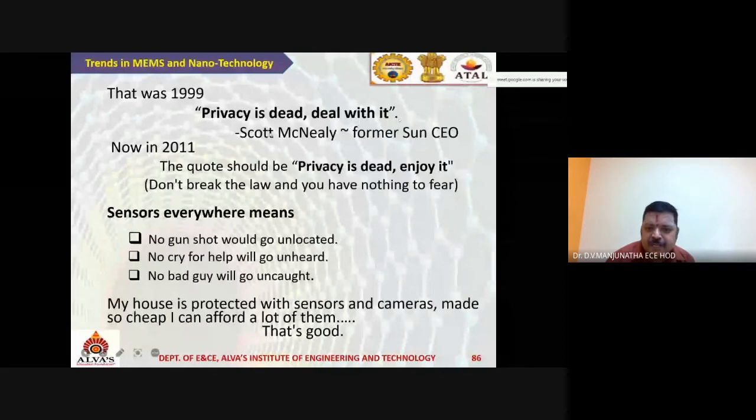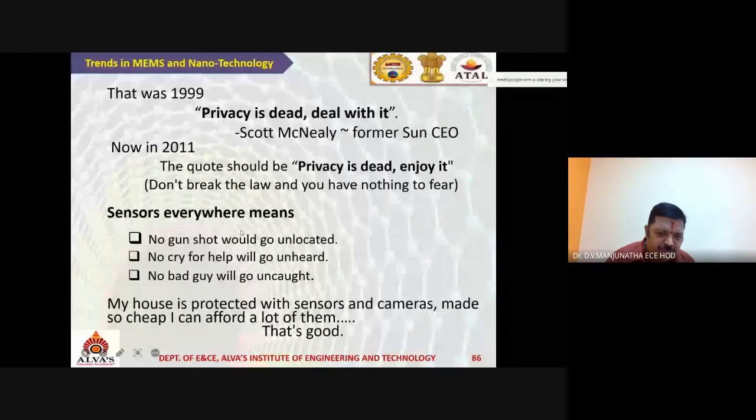Scott McNealy, former Sun CEO, was telling, in 2011, the quote: "Privacy is dead. Enjoy it. Don't break it. Break the law, and you have nothing to fear."